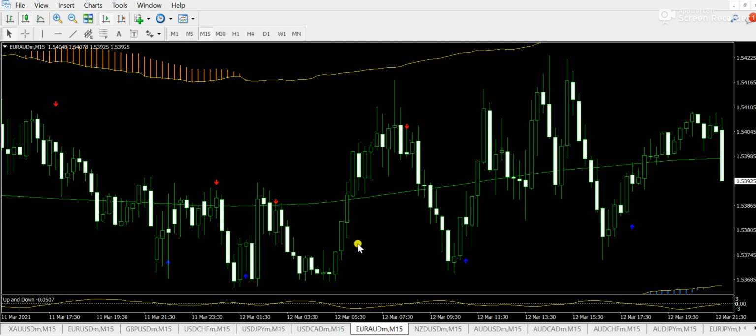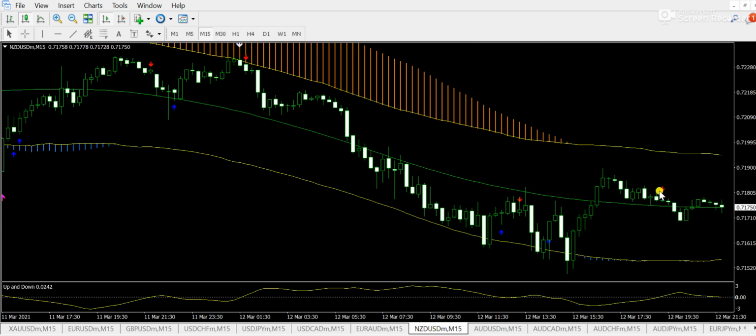Okay, now look at here. The volatility is very much high on AUD USD, Euro AUD, so you cannot easily trade this one. Okay, now look at here, New Zealand USD. Now look at here. Overall, the direction is down. You have received a sell signal. The market is pumping slightly down. So this could be fine.